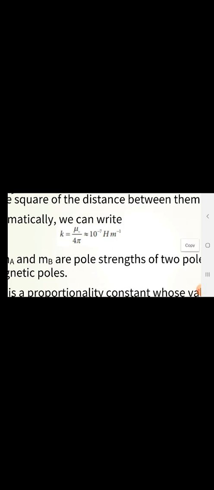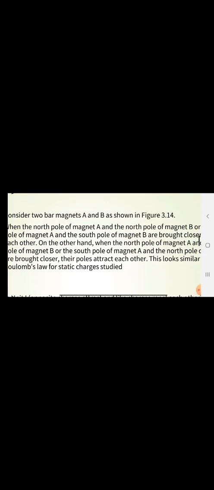Mu by 4 pi is 10 power minus 7 Henry per meter. This is the K value. Opposite charges attract and like charges repel each other. So, analogous to Coulomb's law in electrostatics, we can state Coulomb's law of magnetism as follows.